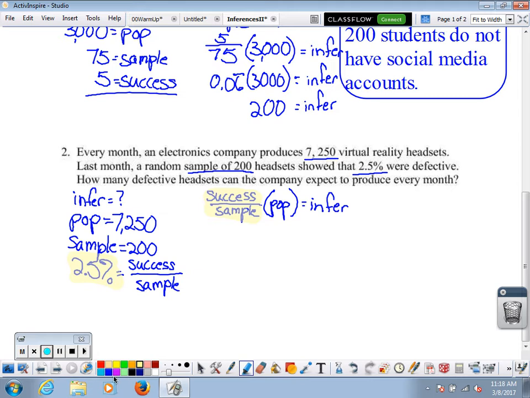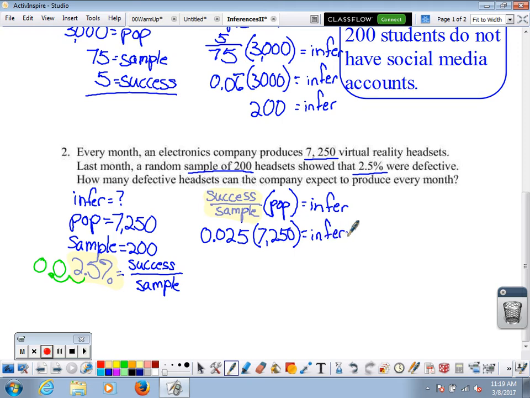Now, there is one little catch, though. We've talked about before how we can't use percents in our calculations. We have to convert them to decimals. So remember the trick: move the decimal point 2 spots to the left. In place of this success over sample, we can say 0.025 times our population of 7,250 headsets, and that will give us our inference.